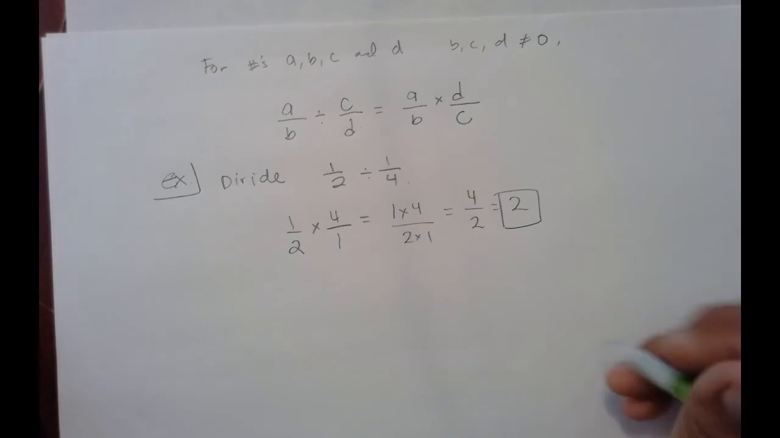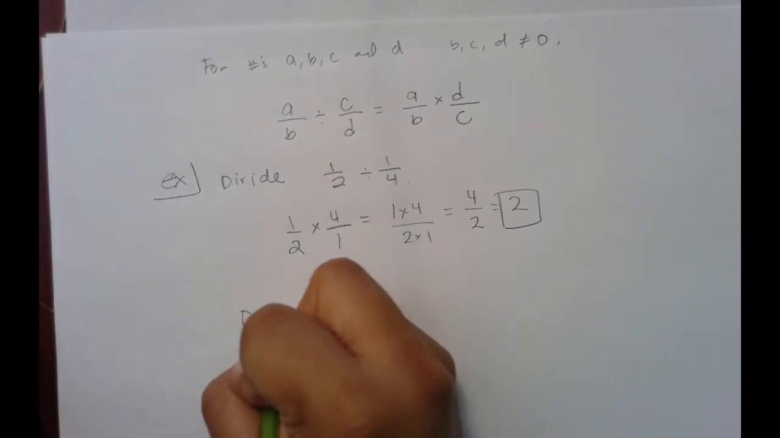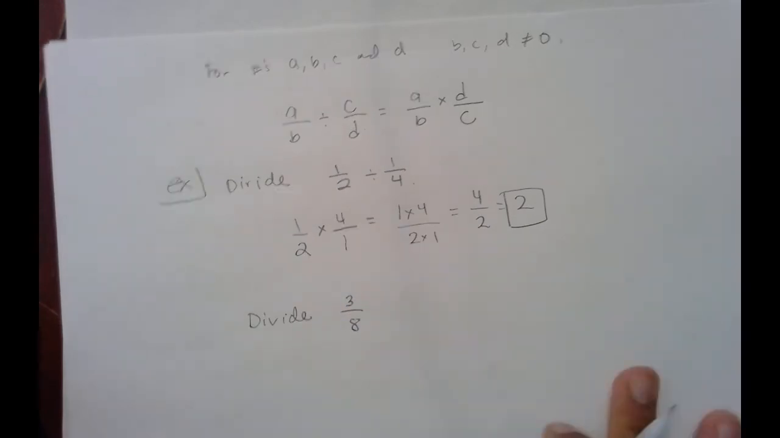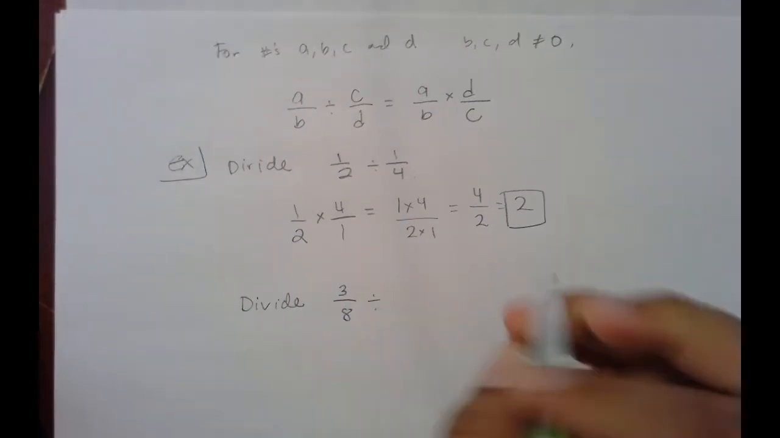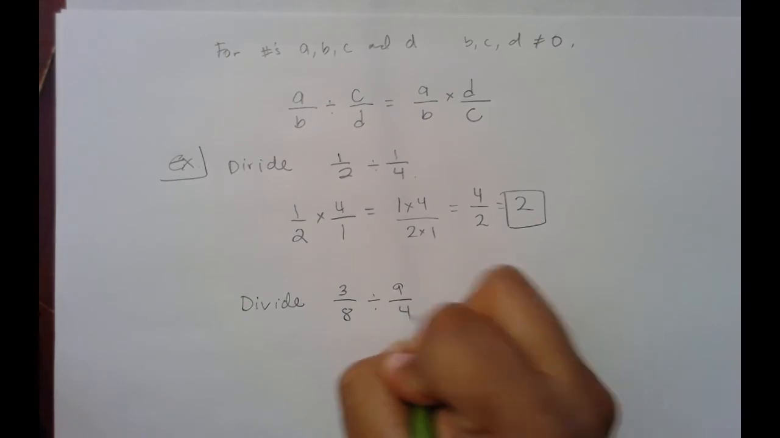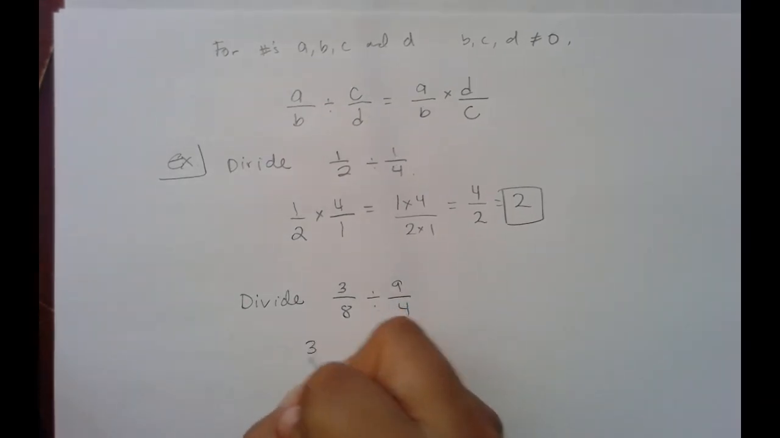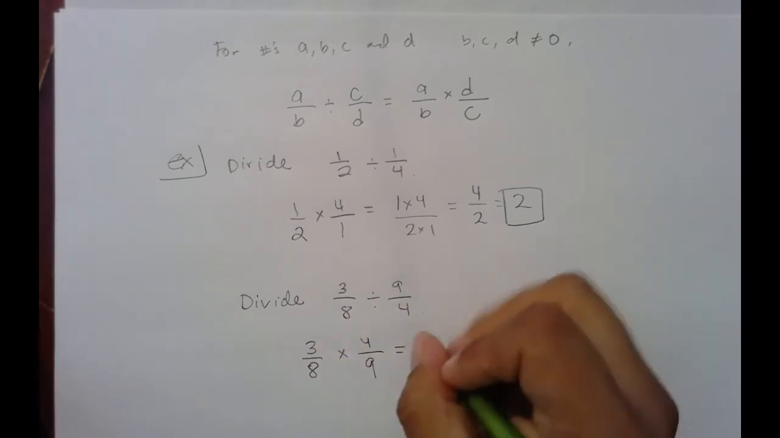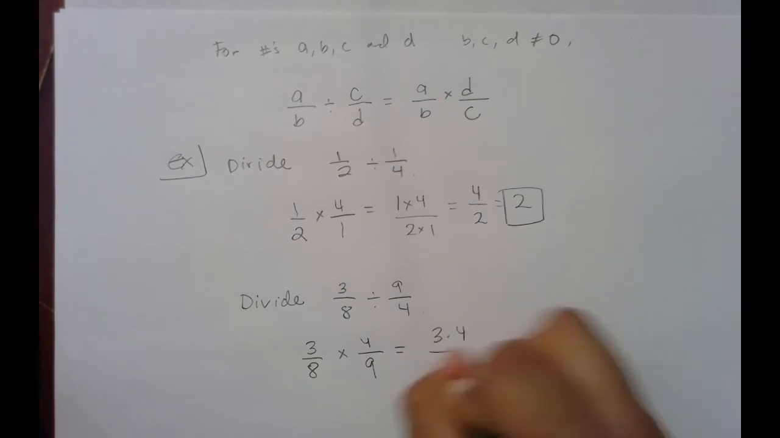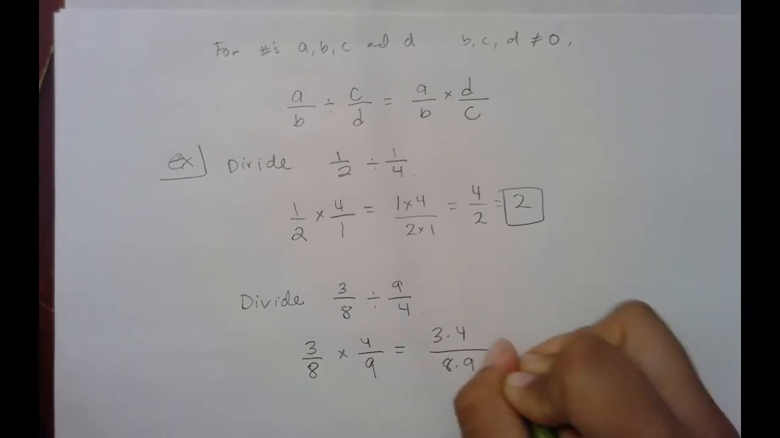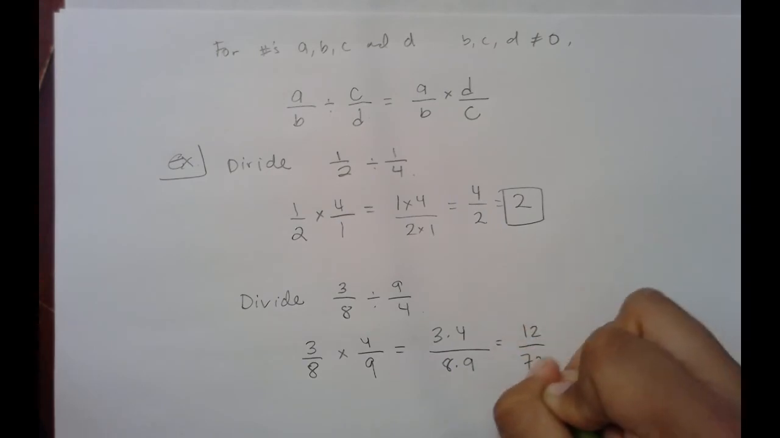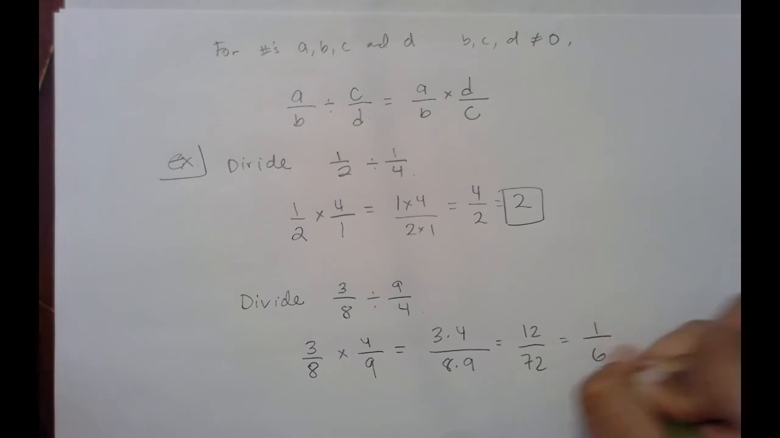Okay, let's do another one. Divide 3/8 by 9/4. Okay, so let's go ahead and we take the first one and we find the reciprocal of the second fraction and we simplify. 4 times 9, and that's going to be, either you can do 12 over 72, which reduces to 1 over 6. Okay.